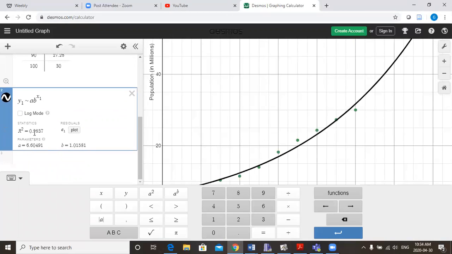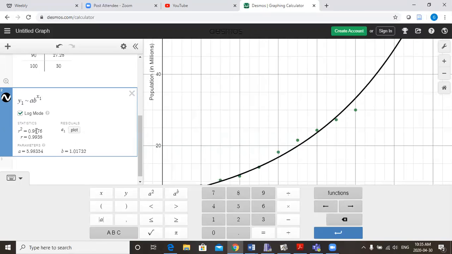So right now you see the R-squared value is 0.9837. Certainly not a perfect model, but that's based on the data that we're given. The A value is 6.6 and the B value is 1.05181. Now if we click log mode, it increases the R-squared a little bit and it changes the A and the B. So just to be consistent, please make sure that when you are doing a regression equation problem in Desmos that you always click log mode.